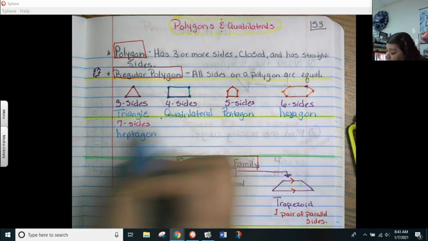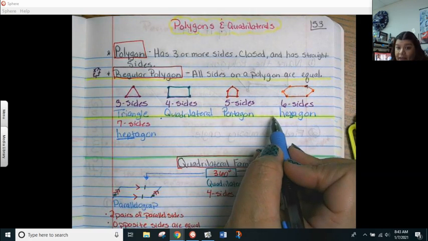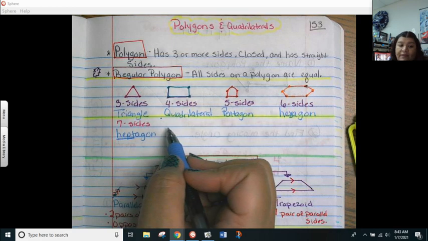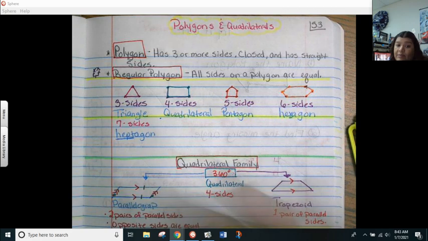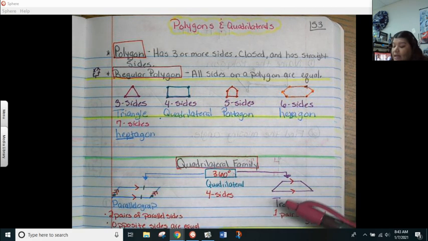Heptagon. Okay, so if you notice here, it has the hepta, not the hexa. Six has an X, hex has an X. And so the 7 is going to be the other one, which is the heptagon. That is any figure that has 7 straight sides that are closed.